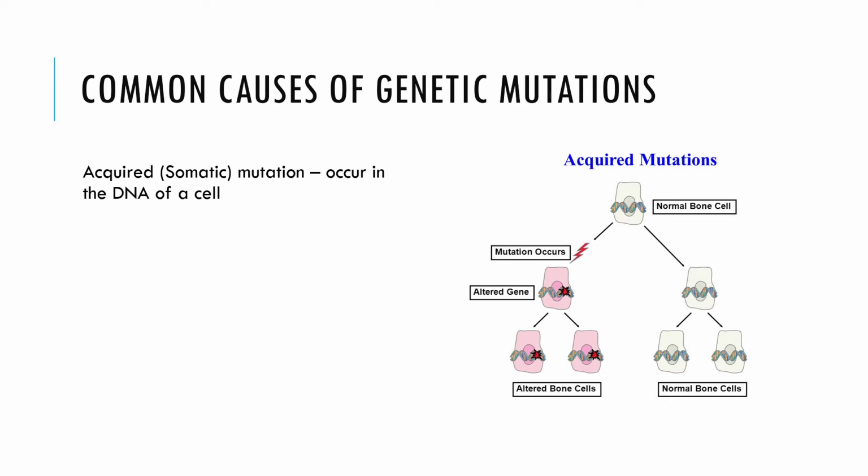So common causes of genetic mutations, again, remember, think about acquired. Somatic mutations are going to happen within the DNA of a cell, right? And they're going to be acquired mutations, and these are passed on to all the cells that develop from that cell. They will not be passed on to the next generation, because they're acquired. Remember this: when you hear acquired mutation, we're not talking about inheritance or passing things on to the next generation.